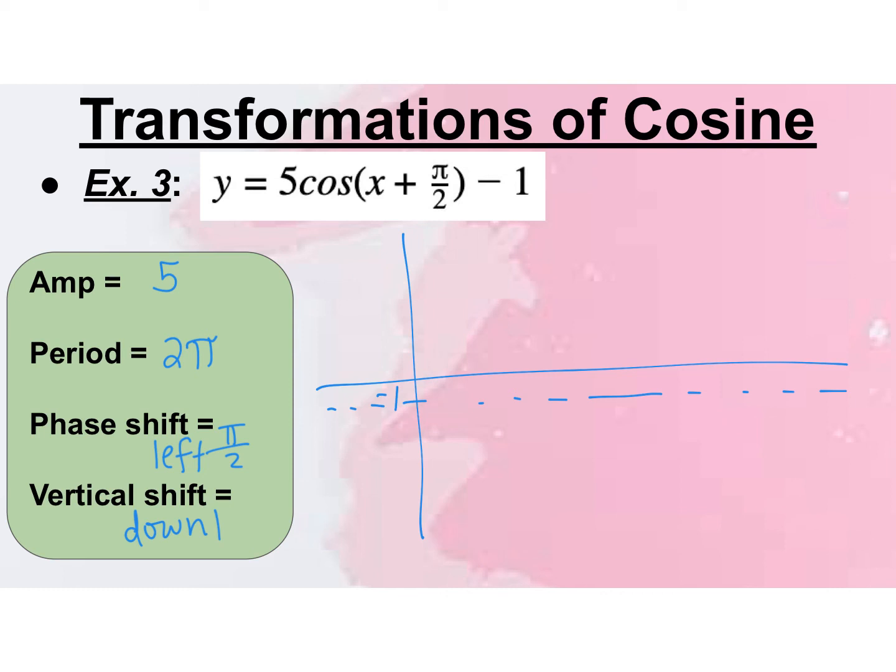From there, I'm going to go down 5 more. So we're at negative 6. I'm going to go up 5, which puts me at 4. And my graph will be between there. We're going left pi over 2. And I will do my other marks.